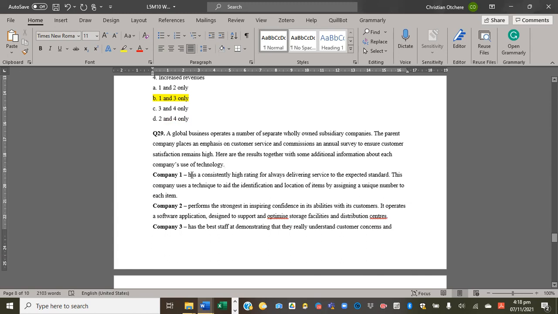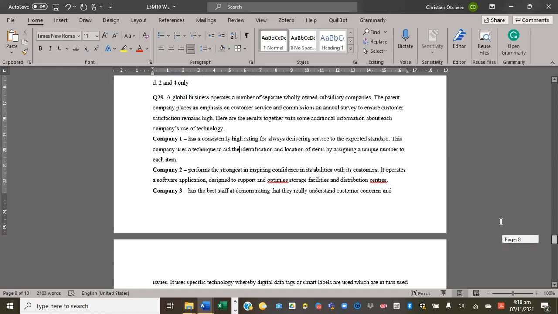So company 1 has a consistently high rating for always delivering service to the expected standard. Which service measure is this? Is it responsiveness, reliability? Perfect. Okay, this company uses a technique to aid the identification and location of items by assigning a unique number to each item. That's barcode. So that is it.